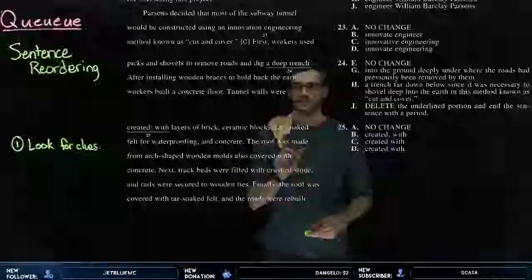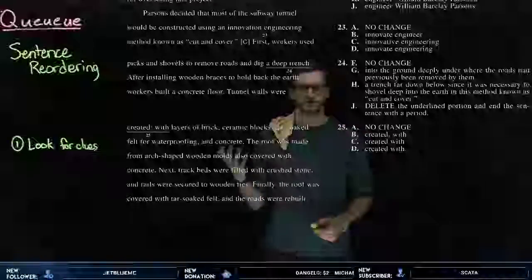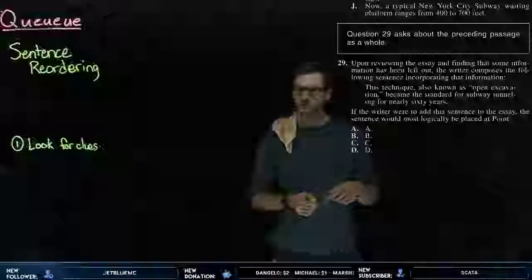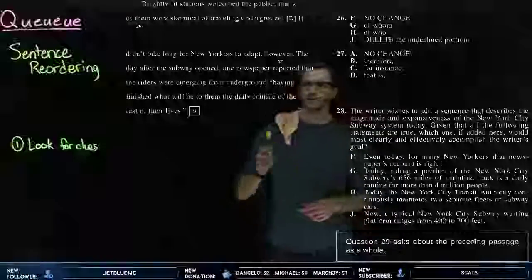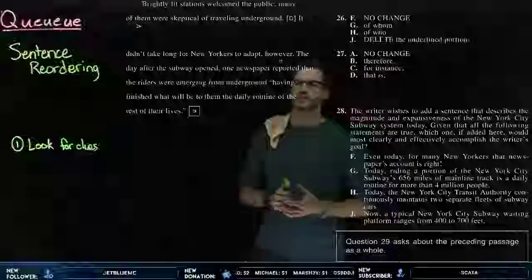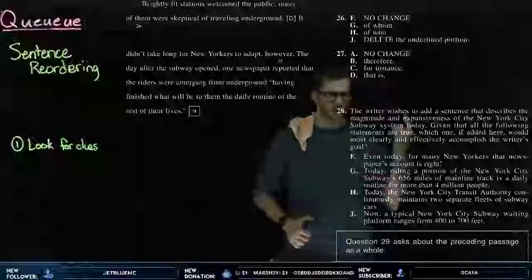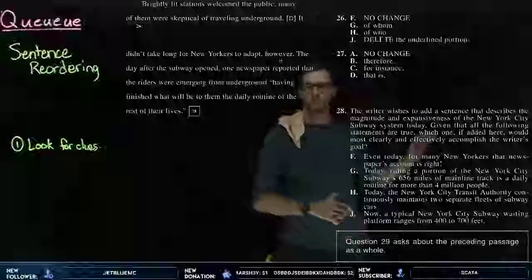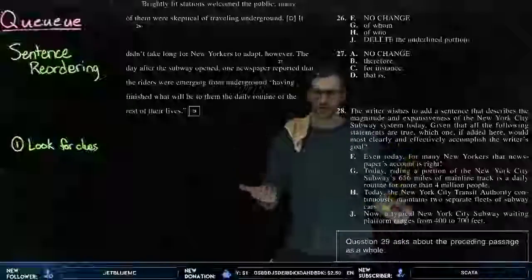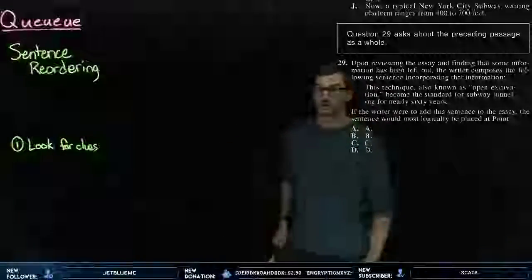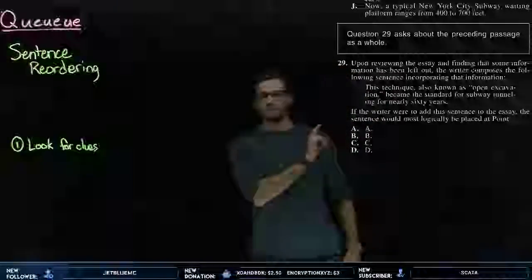We're not done yet. We are never done. Well, actually, we are done after 4. So we need to check D, which is not here, it seems. Okay, now D is up here. Brightly lit stations welcomed the public, many of whom were skeptical of traveling underground. That is not a technique, it is wrong. So the answer to this problem is C.